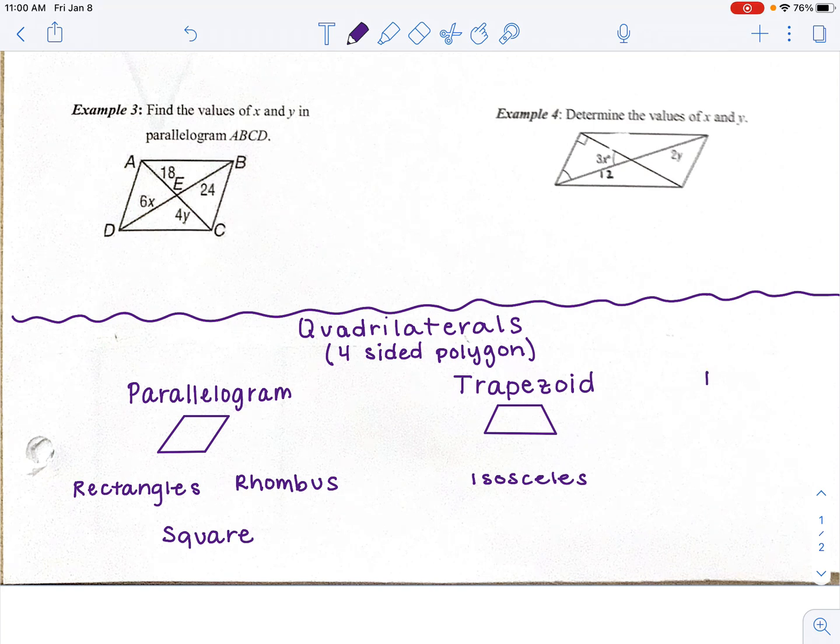So it has one thing, and we also have the kite family, which just has kites. By the end of this unit, we're going to be studying all of these, all right? But today we're just going to be focusing on the parallelogram.